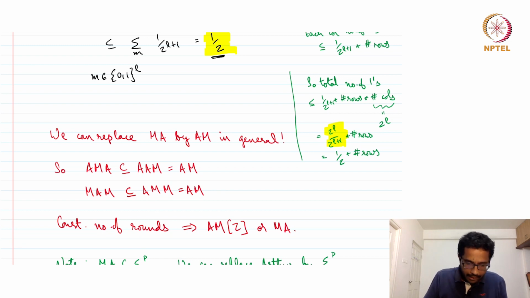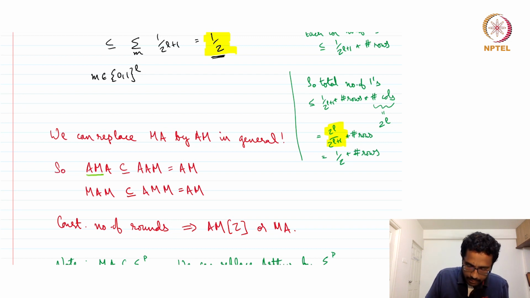So if you have an AMA protocol, this MA can be replaced by AM, giving an AAM protocol, and AAM means 2 sets of random bits sent by Arthur. Instead you can think of it as 1 set of random bits sent in one go. So that's actually AM.